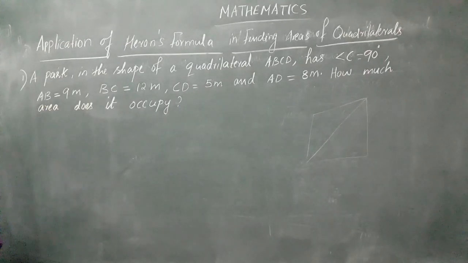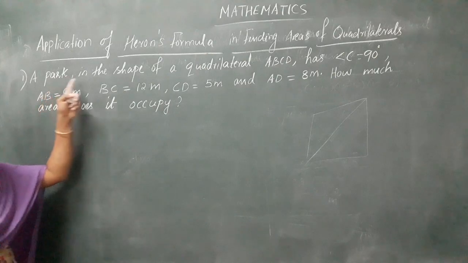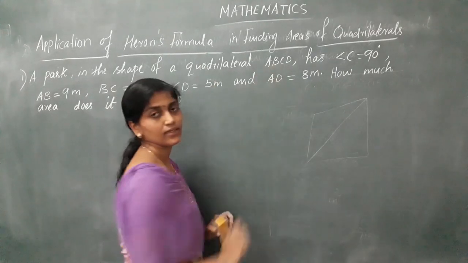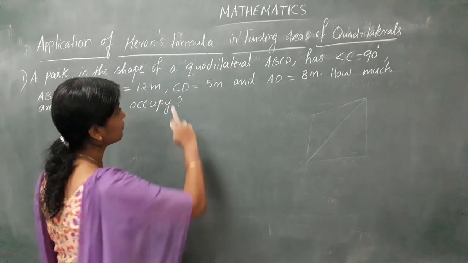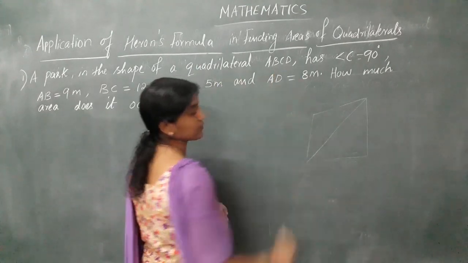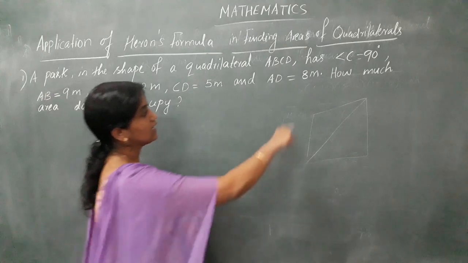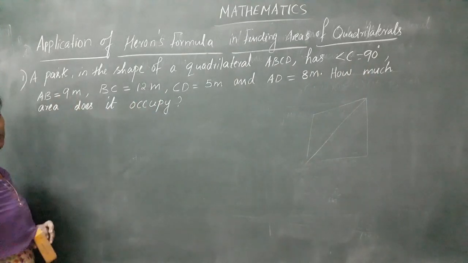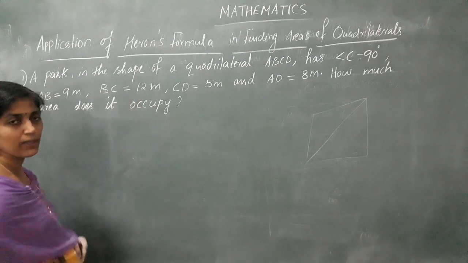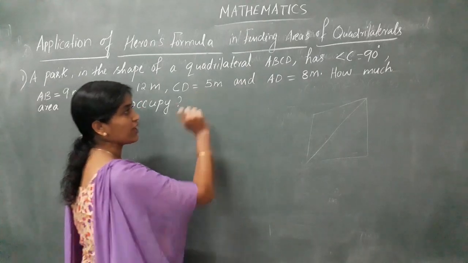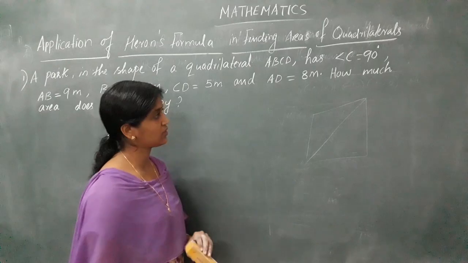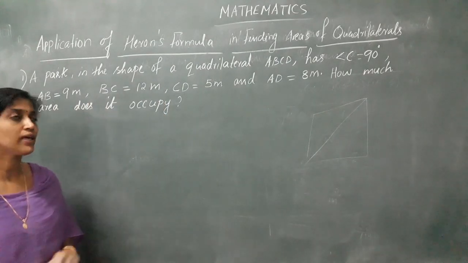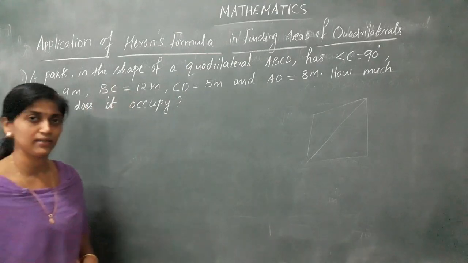What is the question? A park is in the shape of a quadrilateral ABCD. It has angle C equal to 90 degrees, AB equal to 9 meter, BC equal to 12 meter, CD equal to 5 meter, and AD equal to 8 meter. How much area does it occupy? Which means we have to find the area of this quadrilateral ABCD.